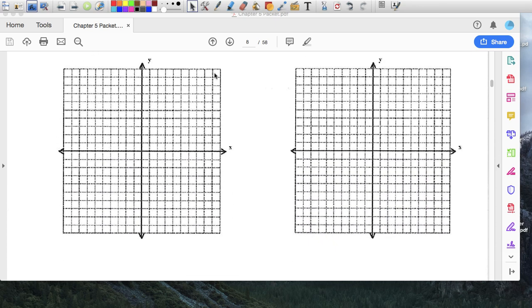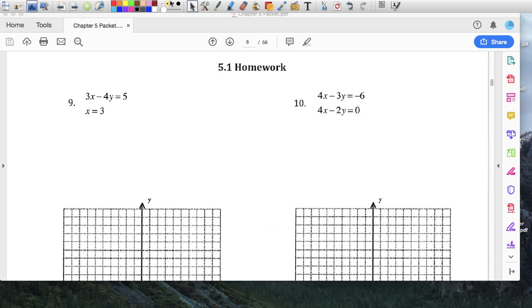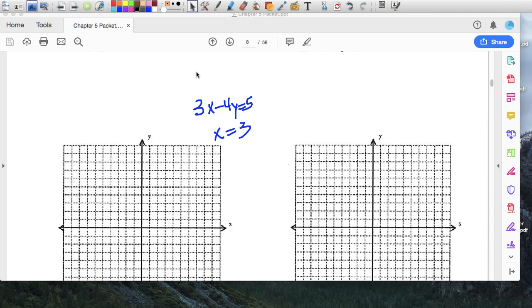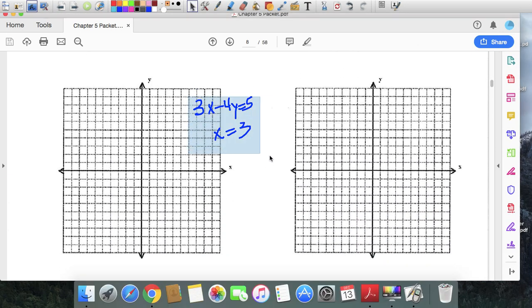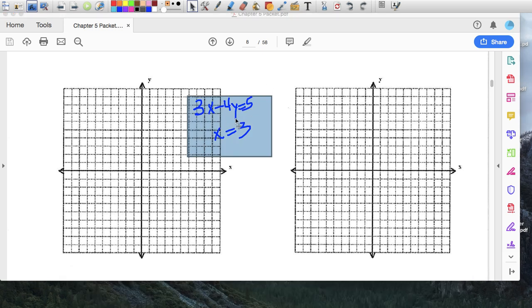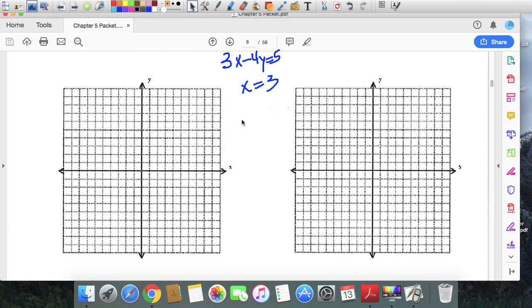So let me write it down. 3x minus 4y equals 5, and x equals 3. So I'm going to bring the screen up. Yeah, I can do it. No, I can't do it. Move that guy. Can I? I can't.